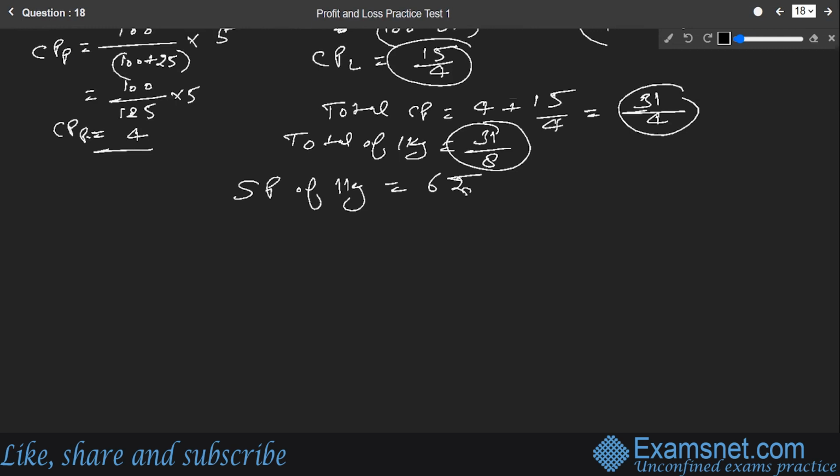Now we can find out the profit values. Profit is always selling price minus cost price. How much is that? 6 minus 31 by 8. That comes out to be 17 by 8. This is the profit. We are supposed to find out the gain percent.